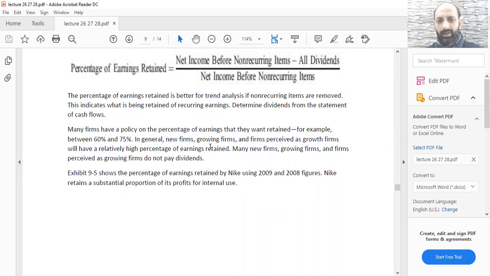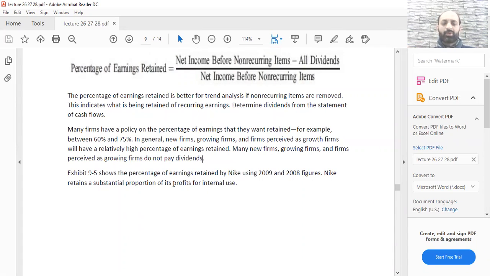In general, new firms, growing firms, and firms perceived as growth firms will have a relatively high percentage of earnings retained. Many new firms, growing firms, and firms perceived as growing do not pay dividends. So जो आपकी growing firms होती हैं या नई companies होती हैं, they do not pay dividends. तो उनमें obviously जो आपकी percentage of earnings retained है, that will always be high.